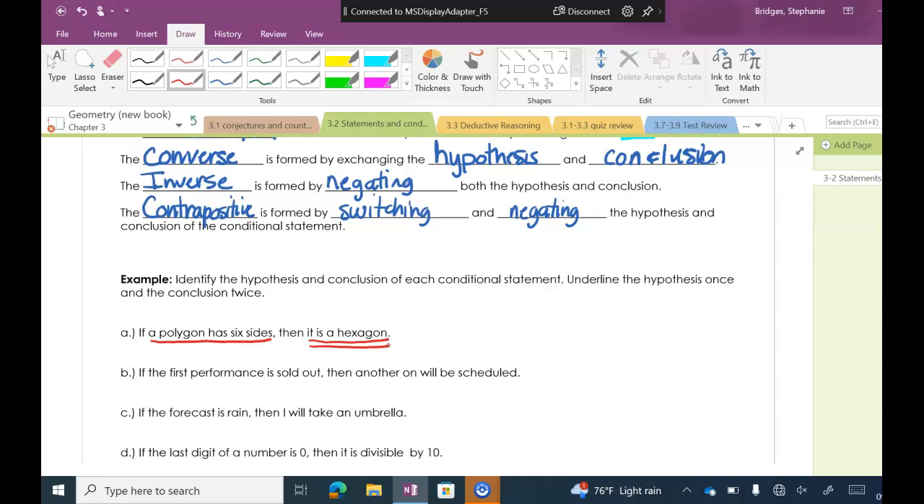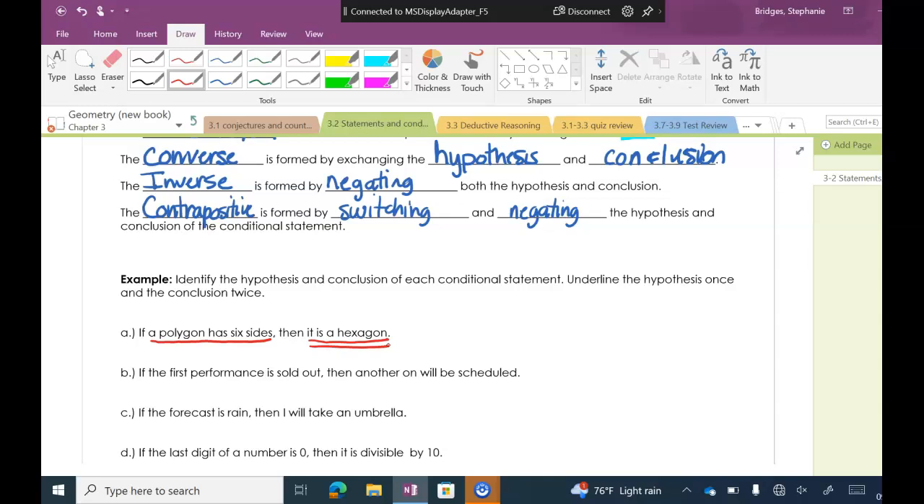Okay, do the next one, do B. If the first performance is sold out, then another one will be scheduled. That's supposed to say another one will be scheduled, not another on will be scheduled. Underline your hypothesis once, your conclusion twice. Again, your hypothesis comes after if, your conclusion comes after then.